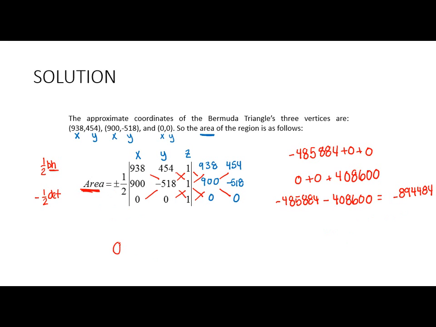But our area for this Bermuda Triangle is 447,242 square miles.